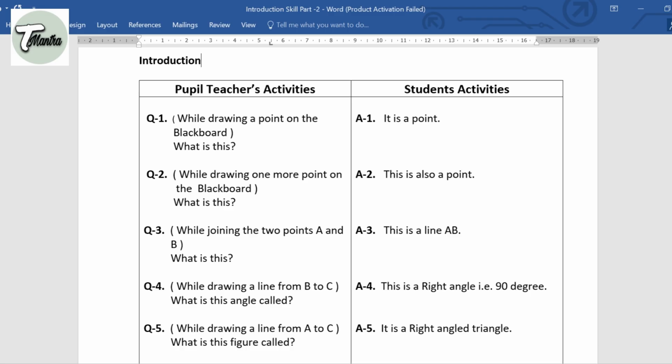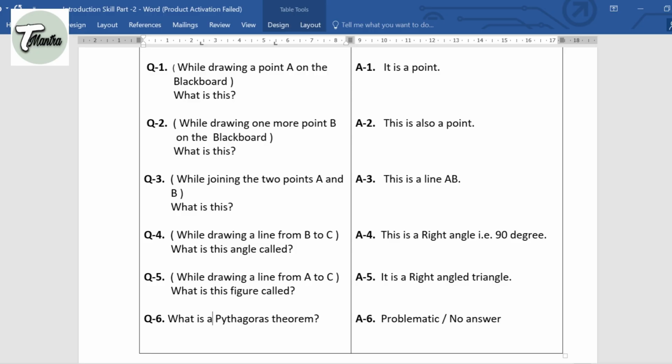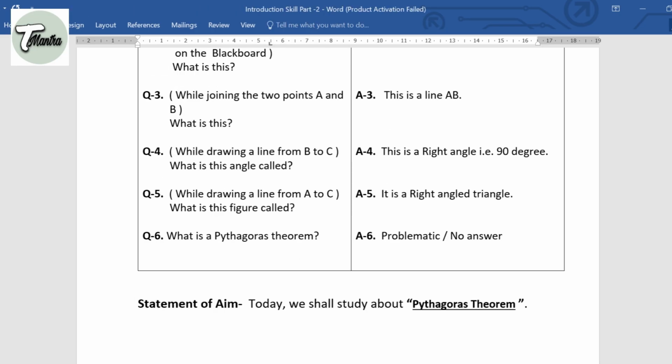Now in brackets you will write, while drawing a line from A to C, the question is, what is this figure called? The expected answer would be, it is a right angled triangle. Next question, what is a Pythagoras theorem? Now this question would be problematic for the students because they haven't studied it earlier. Then you will introduce your topic by giving the statement of aim, that is, today we shall study about or we will know about Pythagoras theorem.